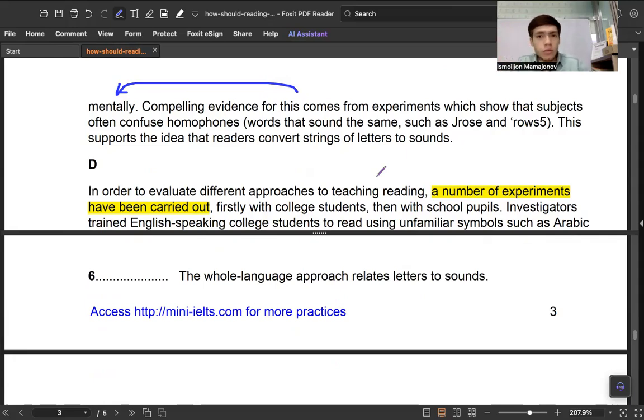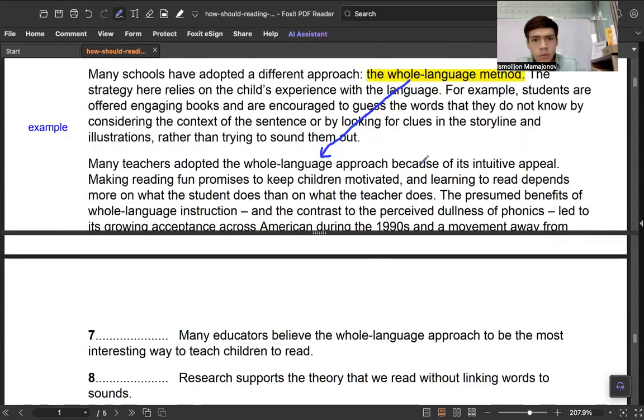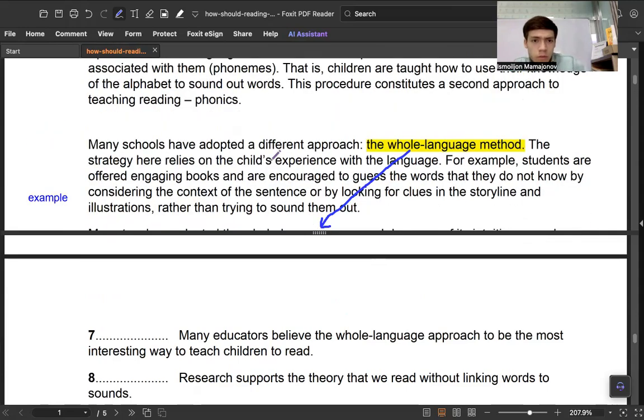Letters to sounds. Where is the answer? That's okay. Many educators believe the whole language approach. So we have the answers in B paragraph. Okay. Adopt a different approach. What's the approach? Relies on child's experience with language.